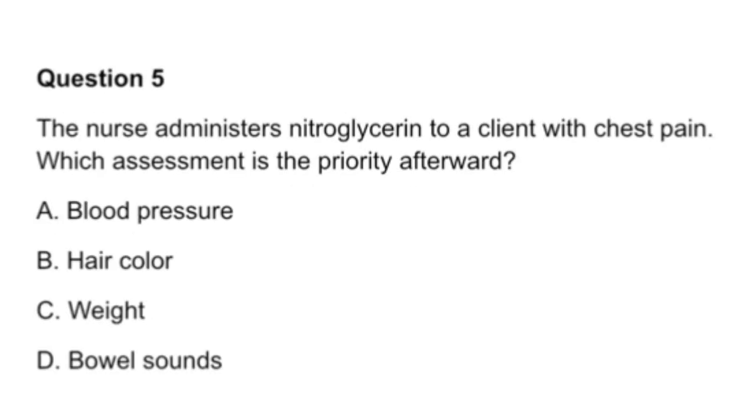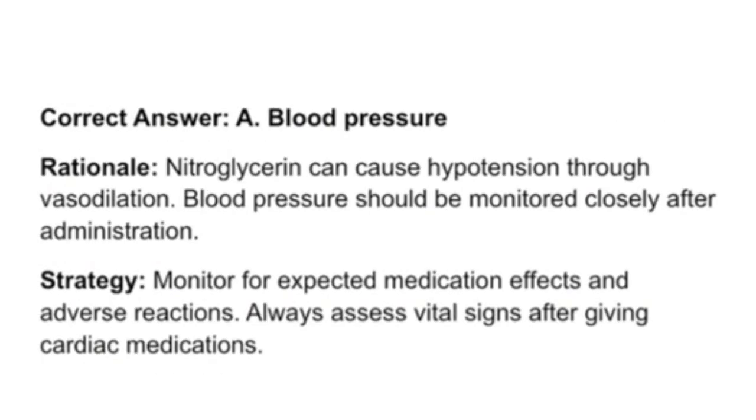Question 5. The nurse administers nitroglycerin to a client with chest pain. Which assessment is the priority afterward? A. Blood pressure. B. Hair color. C. Weight. D. Bowel sounds. Correct answer, A. Blood pressure.